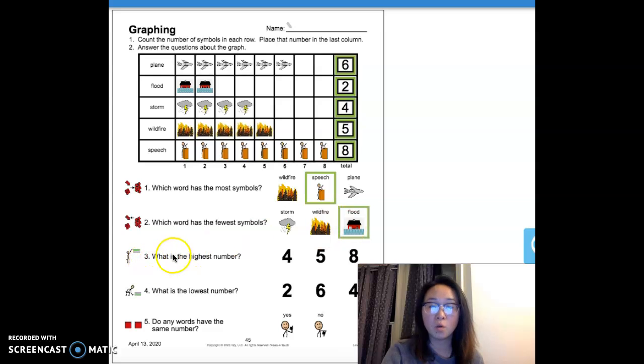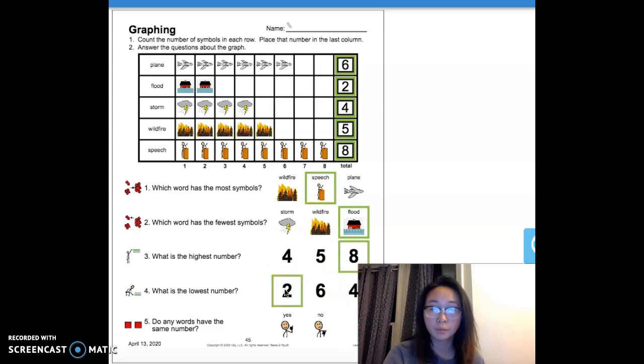Number 3, what is the highest number? So the highest. 4, 5, or 8. Which number is the highest? The most. The answer is 8. 8 is the highest. Number 4, what is the lowest? Is the lowest number 2, 6, or 4? The lowest number is 2.